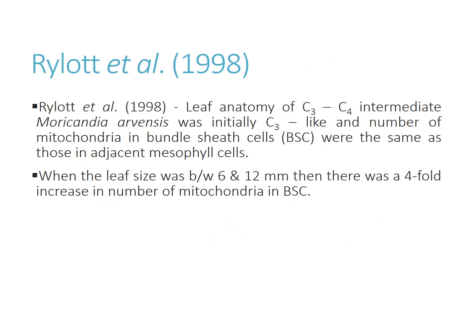In 1998, Rellet et al. showed that leaf anatomy of the C3-C4 intermediate plant Moricandia arvensis was initially C3-like, and the number of mitochondria in bundle sheath cells was the same as in adjacent mesophyll cells. When the leaf size was between 6 to 12 millimeters, there was a four-fold increase in the number of mitochondria in the bundle sheath cells.